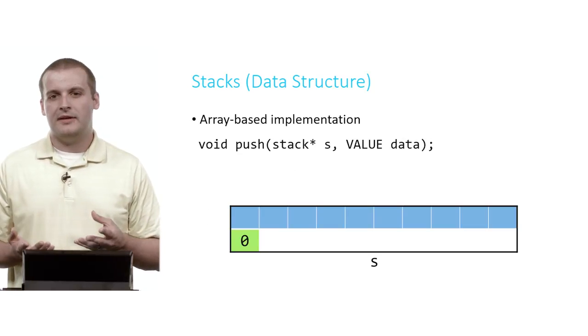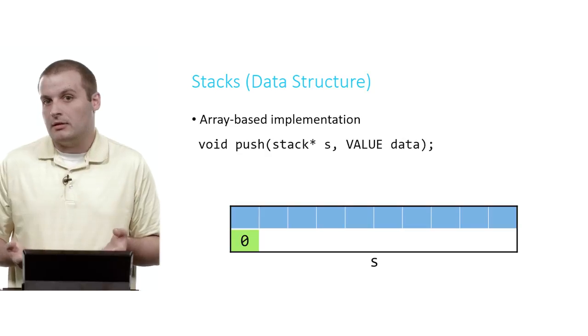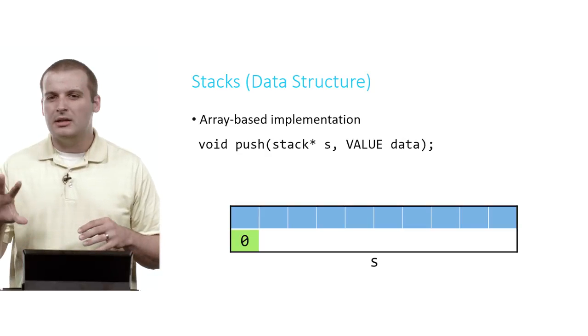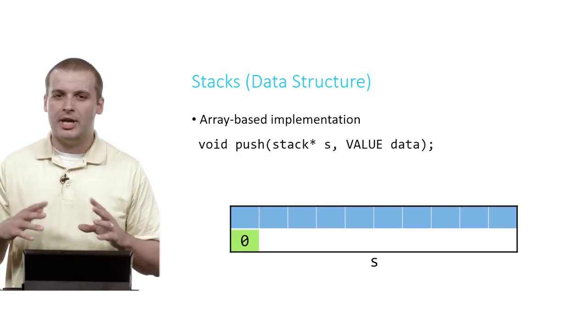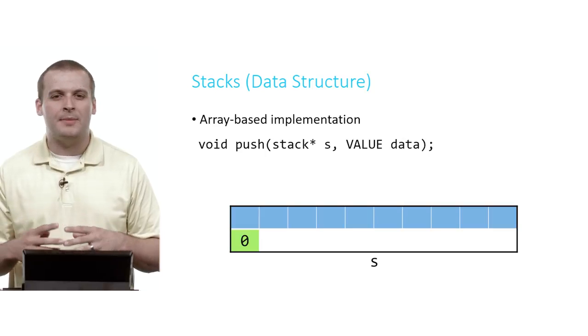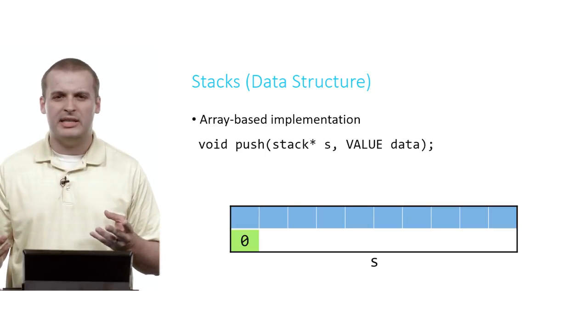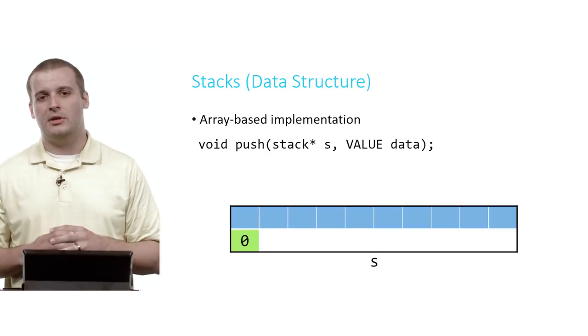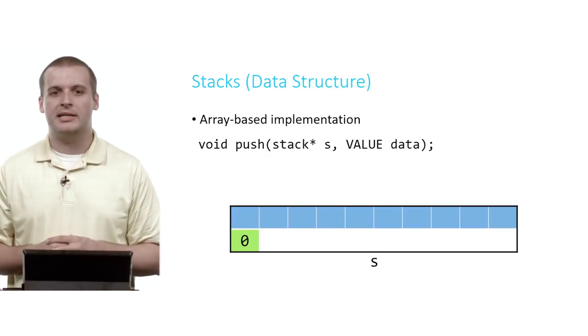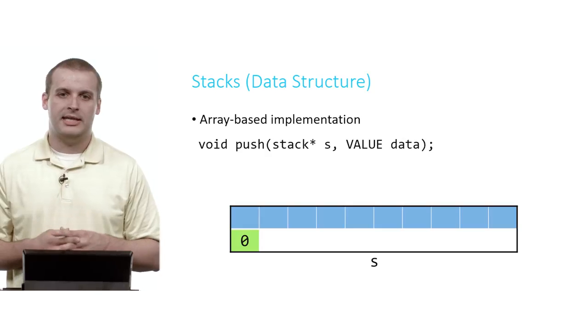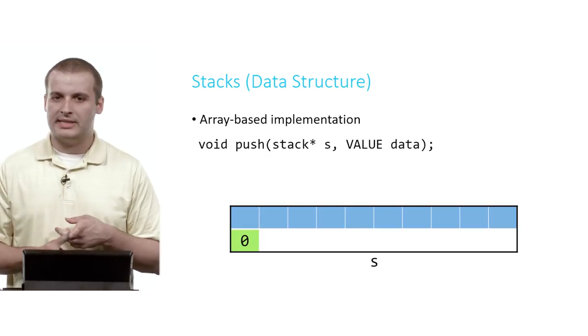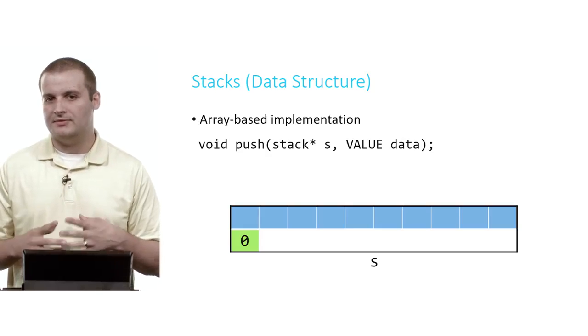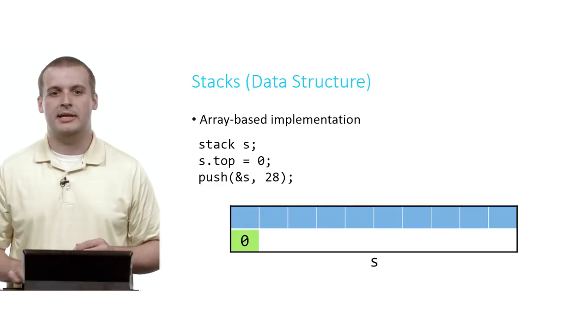So this is what a function declaration for push might look like in an array-based implementation. Again, this isn't a hard and fast rule; you could change this and have it vary in different ways. Perhaps s is declared globally, and so you don't even need to pass it as a parameter. This is, again, just a general case for push, and there are different ways to implement it. But in this case, our push is going to take two arguments, a pointer to a stack and a data element of type value, integer in this case.